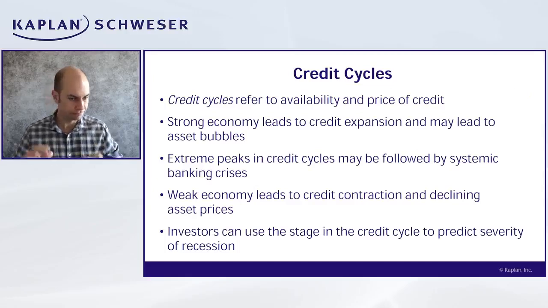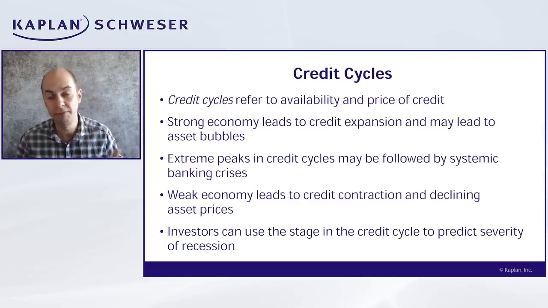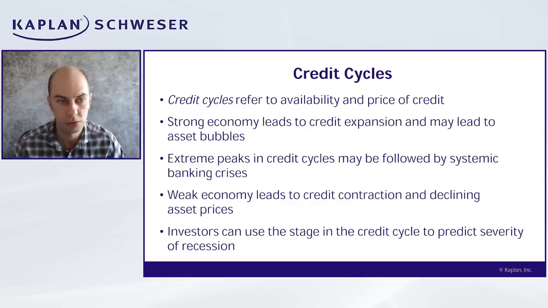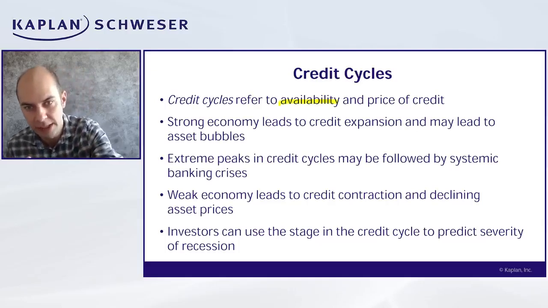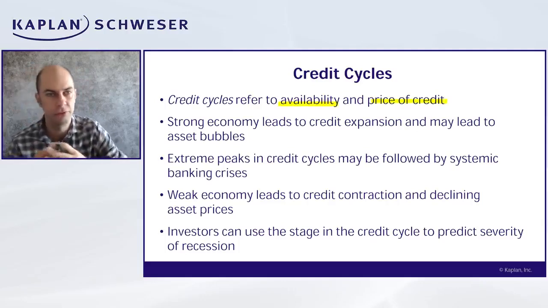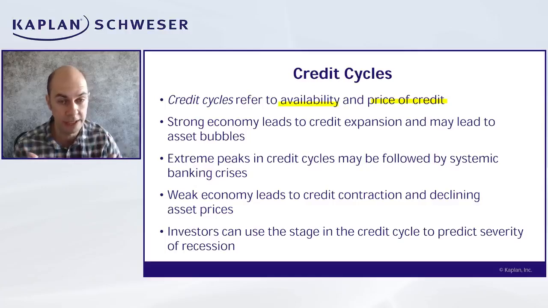Okay, so another concept that you've got here is the concept of credit cycles. Very, very important concept, right? So credit cycles refers to the availability and price of credit. And what does that mean? So credit, what does that mean? Availability of credit. Basically availability of money. Okay, is there money in the economy? And also, what is the price of money?